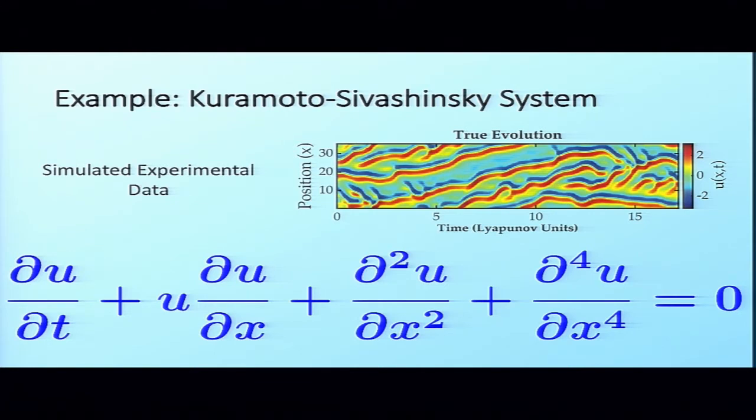We represent data from this system in plots that look like this, with time on the horizontal axis, one dimension of space on the vertical axis, and the color axis represents some variable u. Now, this equation, because this is simulated data, we know that this blue equation completely expresses everything that's happening, all the dynamics.